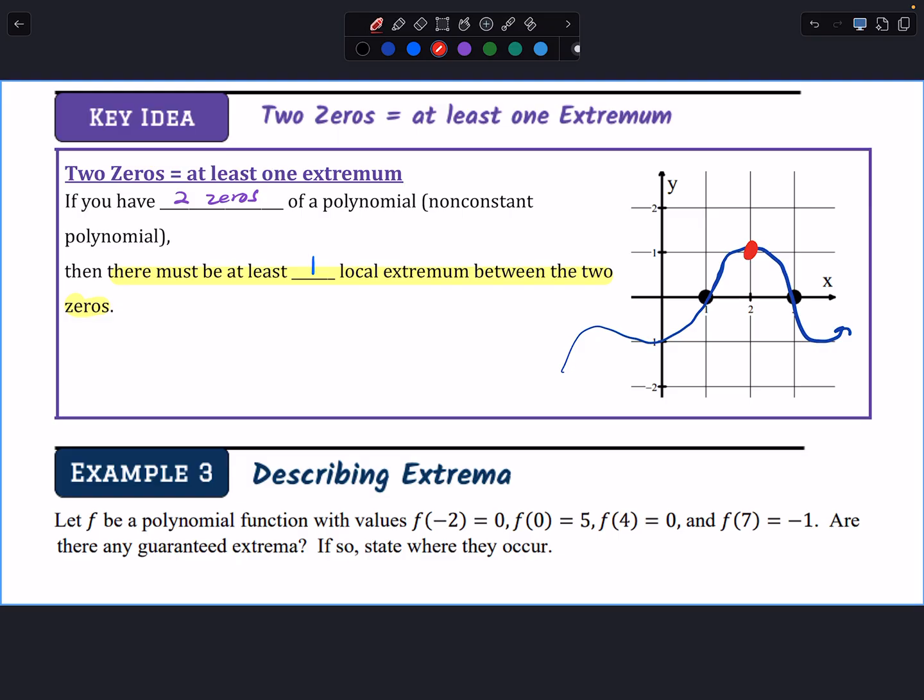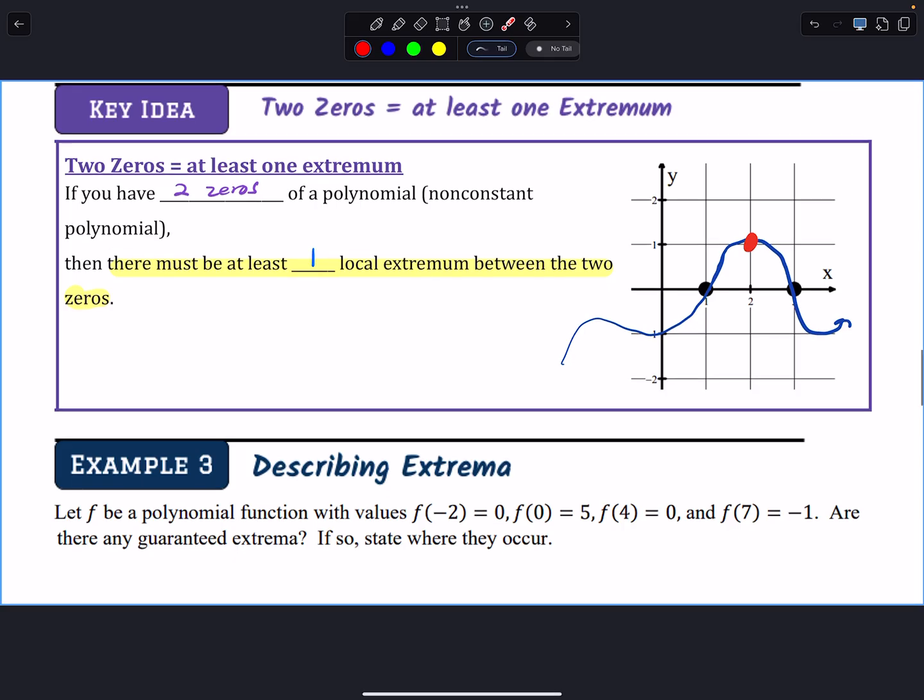Does that make sense? That's what this is saying. Between 2 zeros, there has to be at least a maximum or a minimum, because otherwise I could have also drawn it like this and went underneath. Then that would be a minimum. Does that make sense? So between 2 zeros, there has to be at least a max or a minimum. Okay?